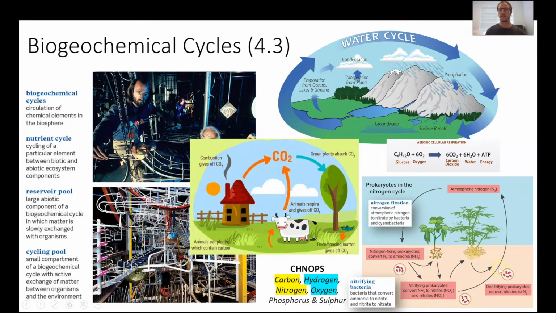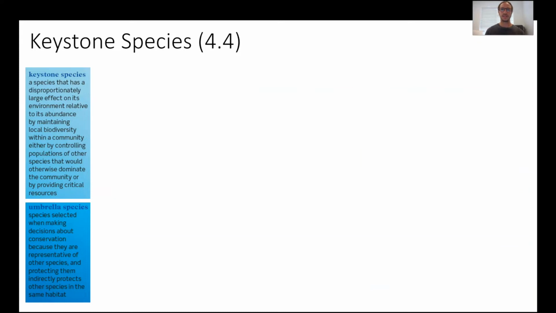But how does that nitrogen get back into the atmosphere? Well, we have other bacteria called denitrifying bacteria, which convert these nitrates back into nitrogen, which goes into the atmosphere. Keystone species.